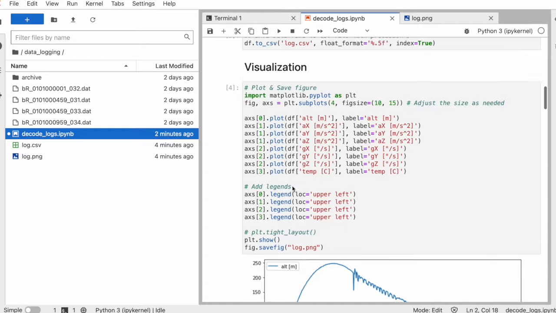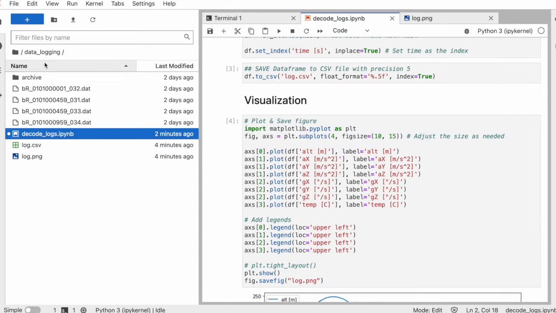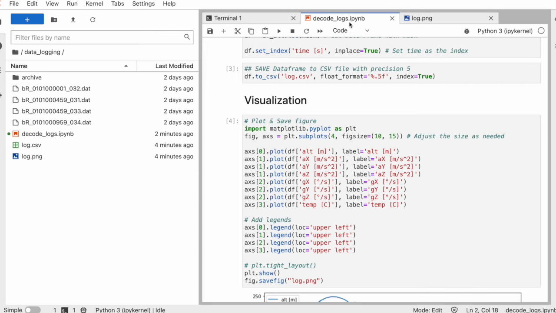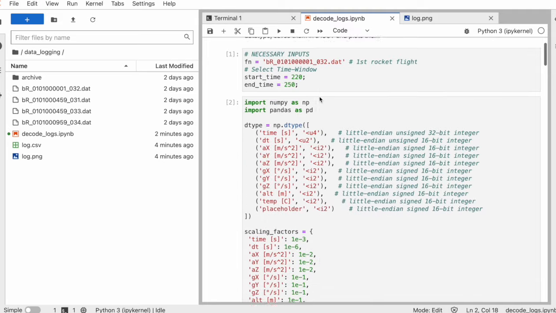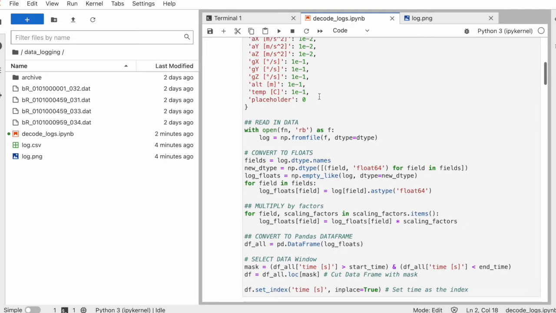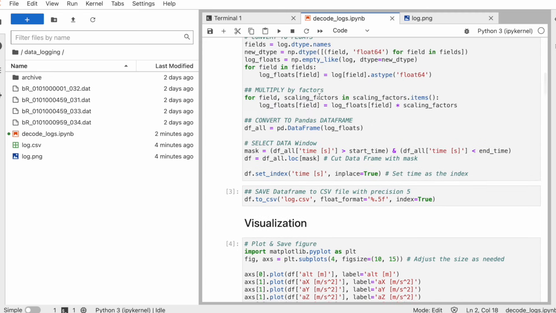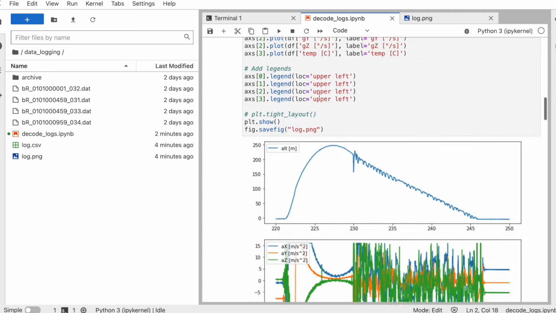Okay, so this is the decode logs under this repository, and then data logging, decode logs, Jupyter notebook, and here basically it loads in all the data that are logged. They are stored in a binary format, so you need to decode them.